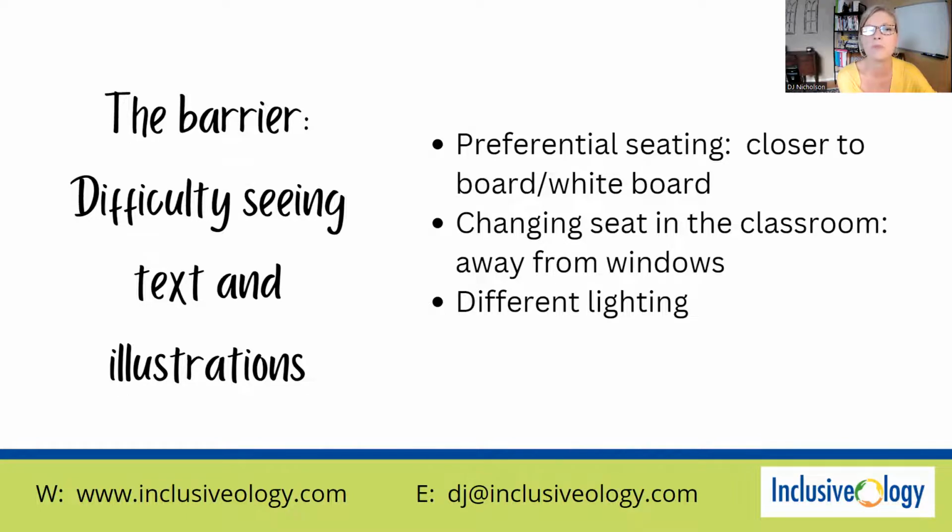Another suggestion for removing the barrier is to change their seat in the classroom. So maybe move them away from the windows where there's distractions or there's a glare on the board. And then switching up the lighting in the classroom. A lot of classrooms, it's very bright in there. So, kudos to teachers for bringing in lamps and other things that they can use to kind of dim that lighting and make it easier to access some of the text and reading passages and illustrations for kids.